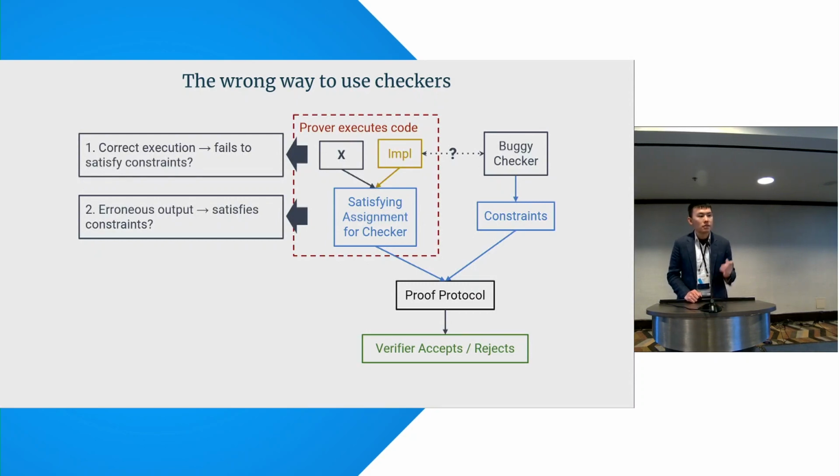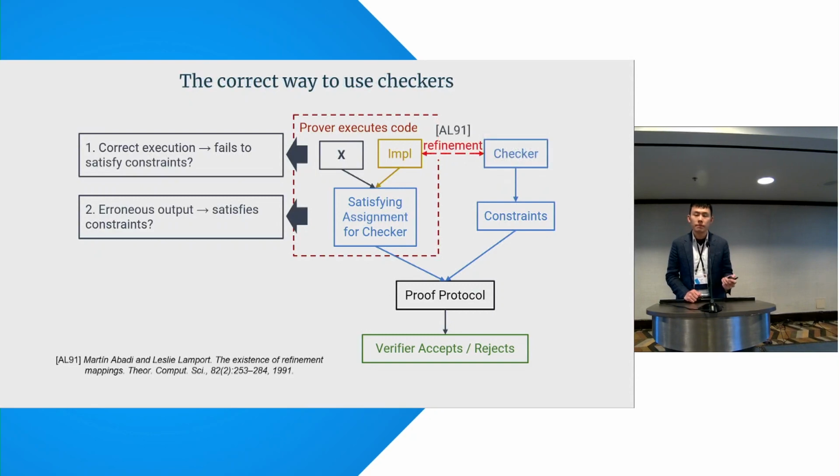So how does DeStefano solve this problem? Well, it does so by building on prior work on refinement. DeStefano applies refinement in both directions between the implementation and the checker, and proves that the checker is indeed an abstraction of the implementation. As a result, for any given input, the output produced by the implementation will be the same output that will be accepted by this checker.